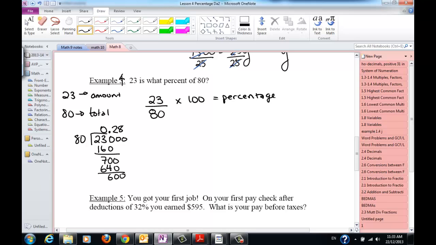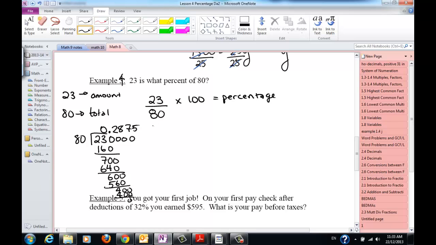And the closest I can get 80 to 600 is 560. And that was 7 times. And I have 40 left over. I'm going to do it one more time. And that would be 80 times 5 is 400. And I have 0 remaining.